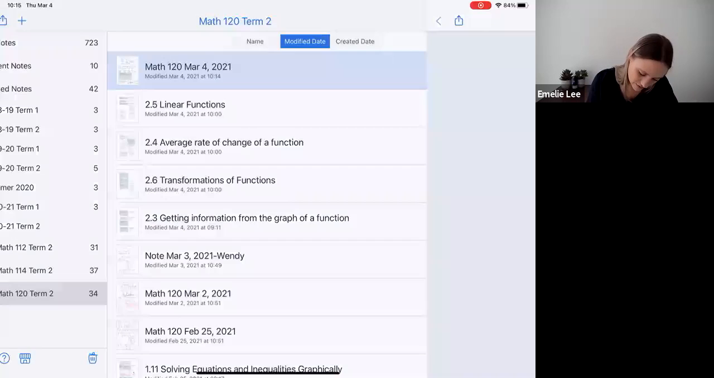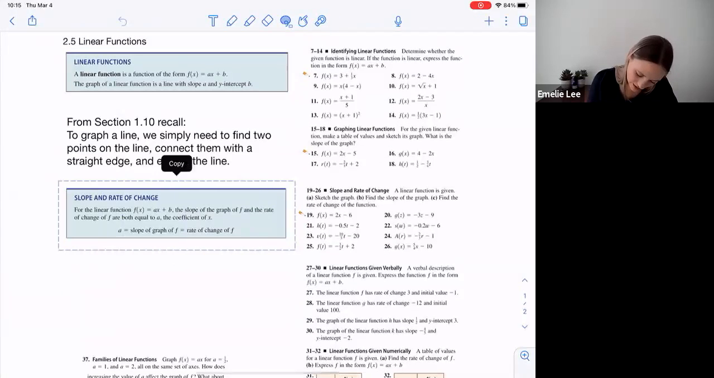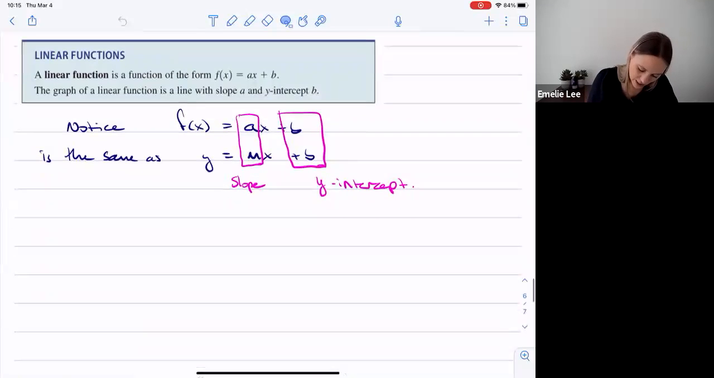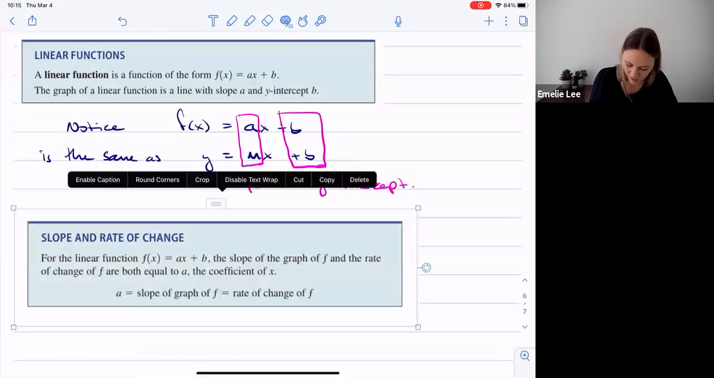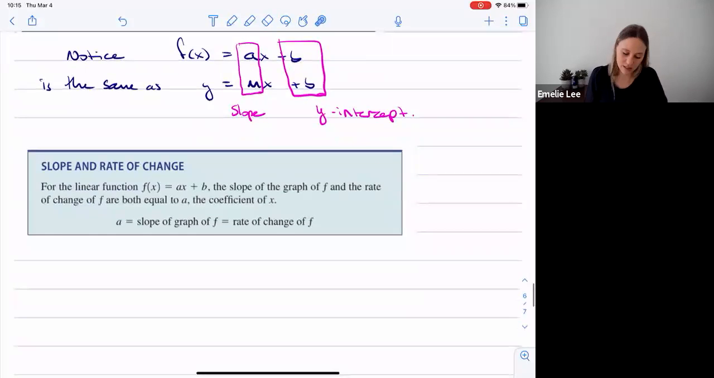Let's see here. What I didn't mention in the other section is that the average rate of change for a linear function is just the slope, okay? So for a linear function, the slope of the graph of f and the rate of change of f are both equal to a, which is the slope, right? So a is the slope of the graph of f, which is the rate of change of f, which makes sense, right? If you've got a straight line, then it doesn't vary in the rate of change, right? It's going to be the slope is the rate of change.